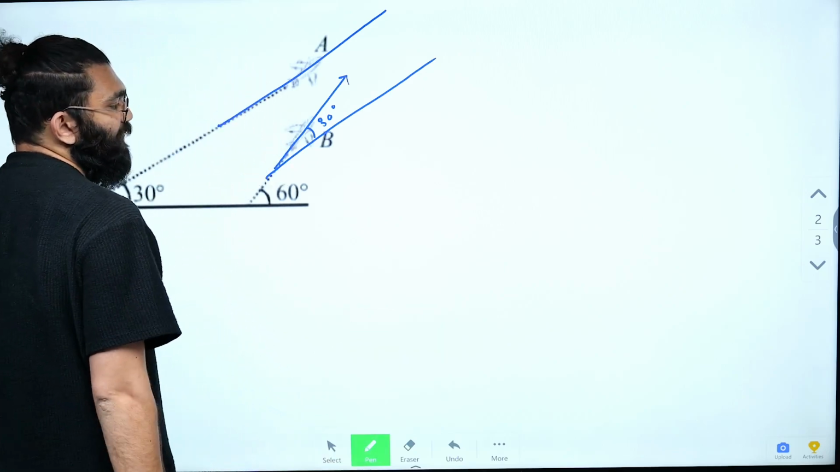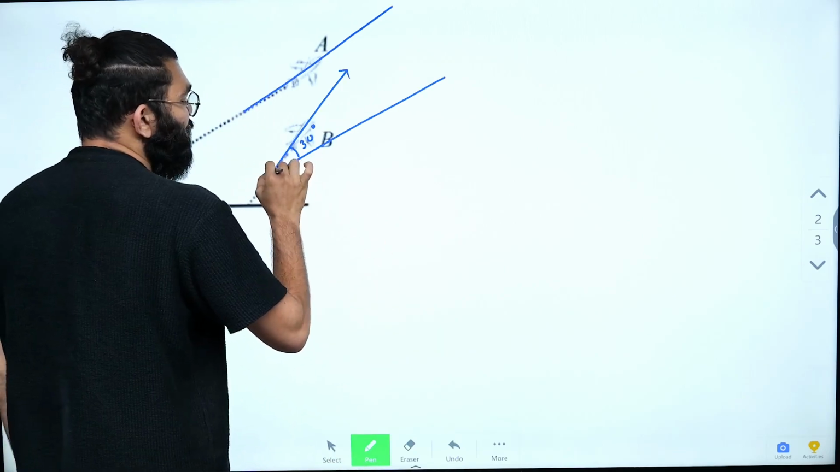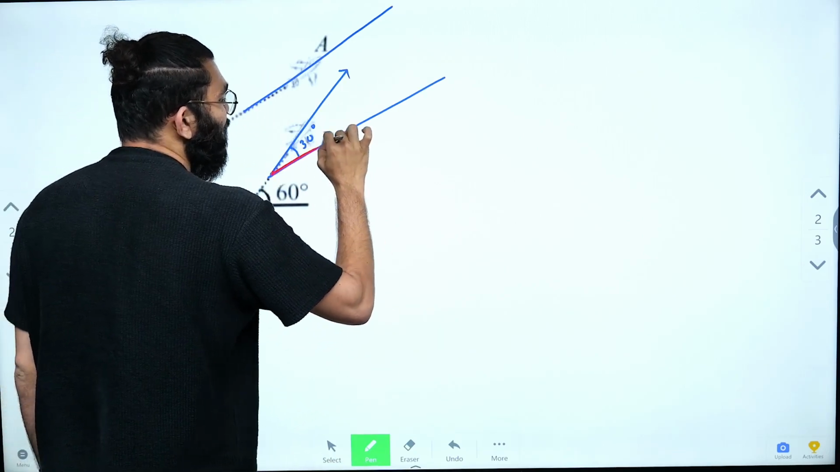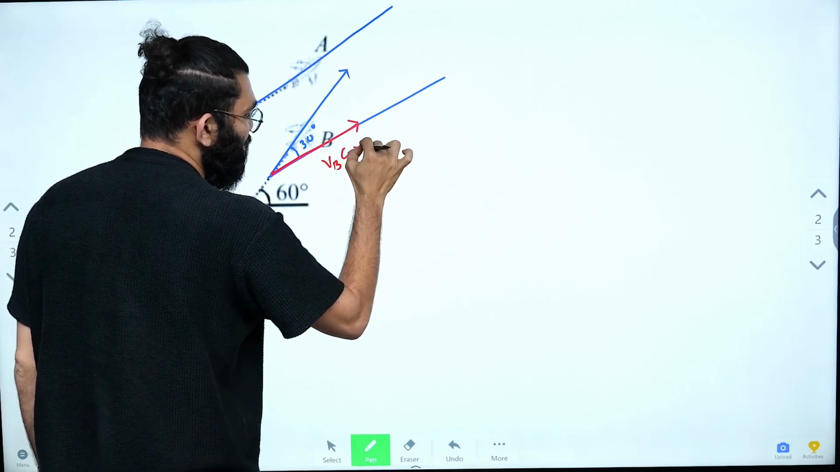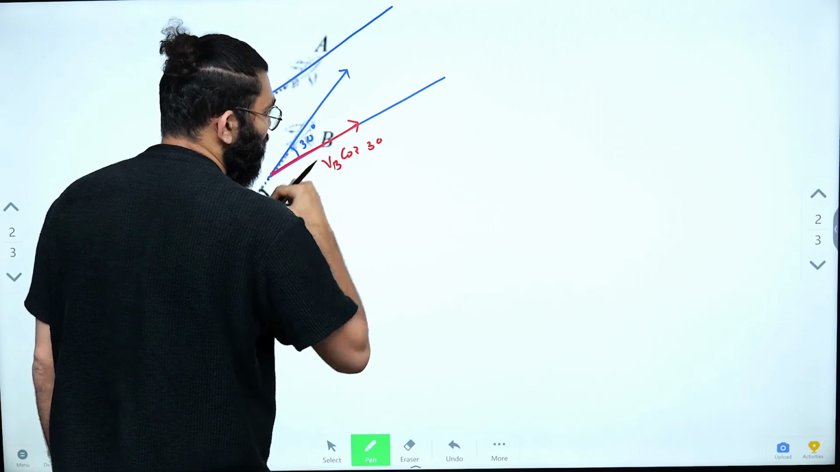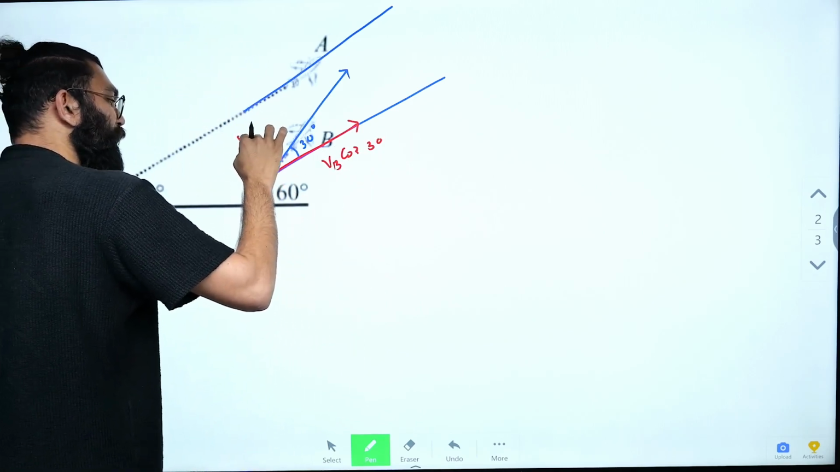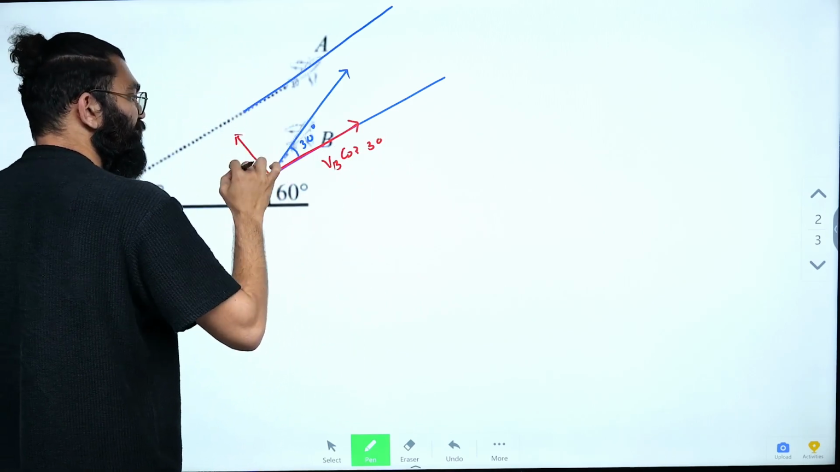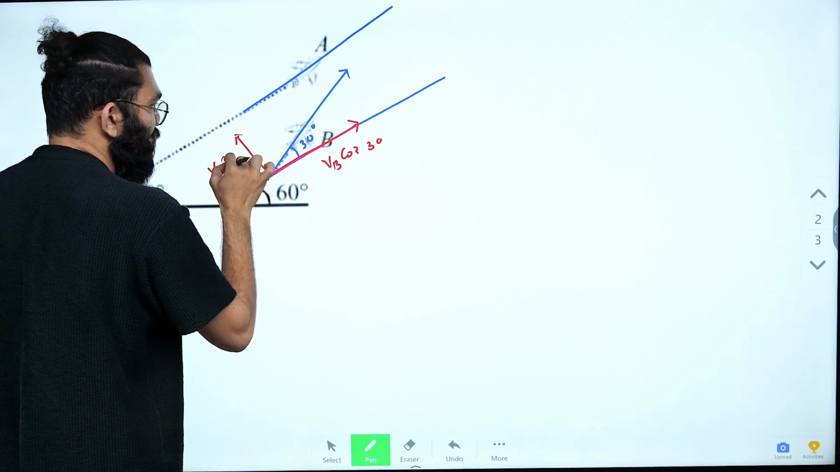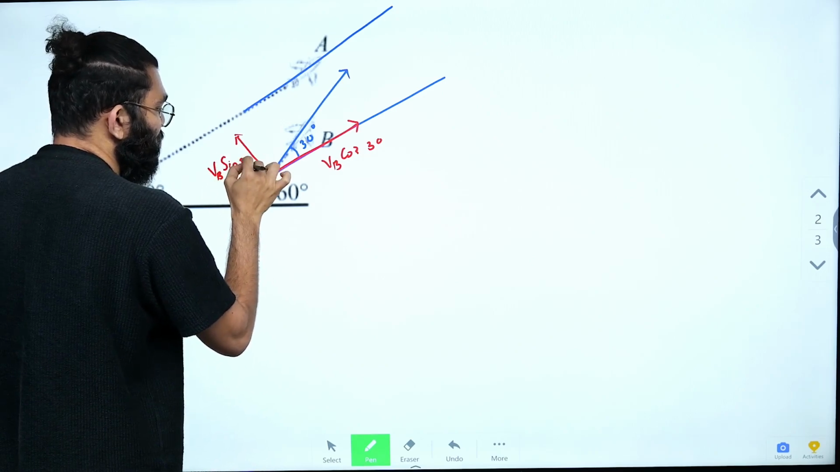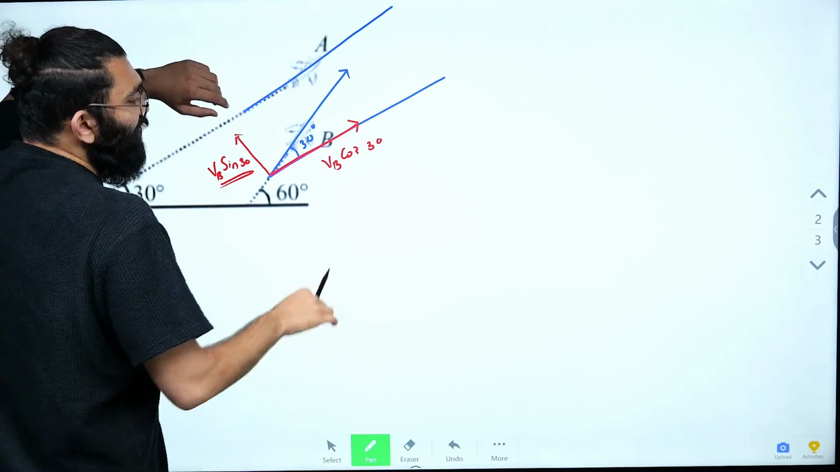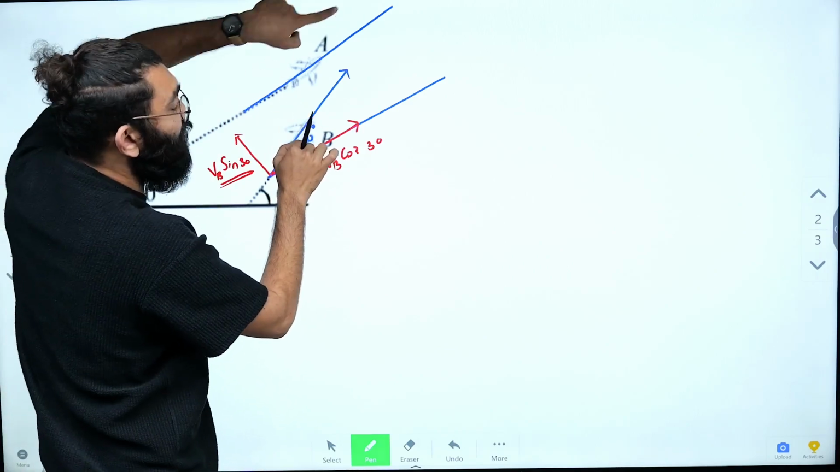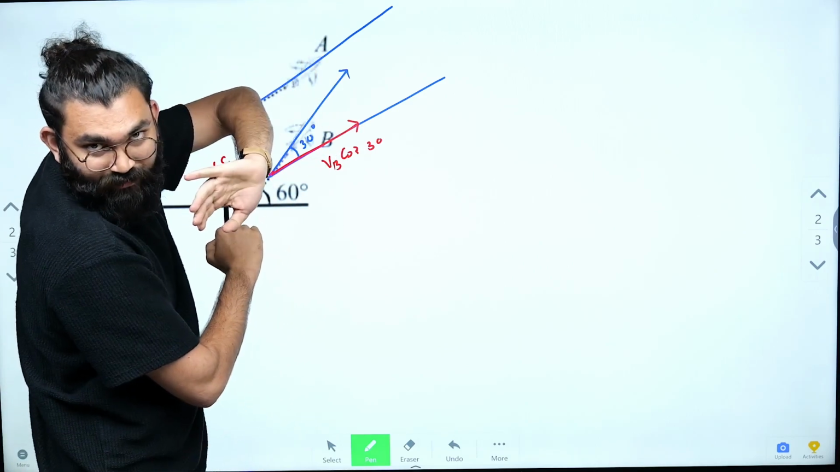And we can resolve the velocity of B. The velocity of B along the direction of A is VB cos 30. And the velocity of B perpendicular to the line of motion of A is VB sin 30. Okay, now we can find out the relative velocity. The relative velocity of B along the direction of A is 0.